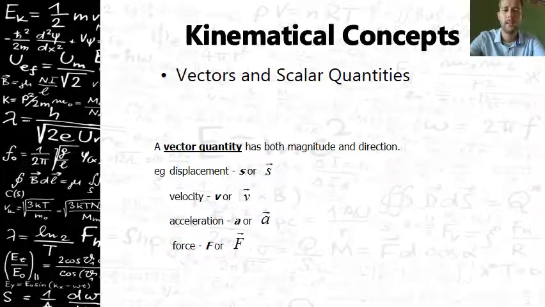Now vector quantities have both magnitude and direction. Magnitude is a size, represented by a number, and also a direction, which can be represented by an arrow, in words, or an angle, just something to represent the direction. It depends on the question. An example of this will be displacement, velocity, acceleration or force. And we'll go through a few examples throughout this slide.